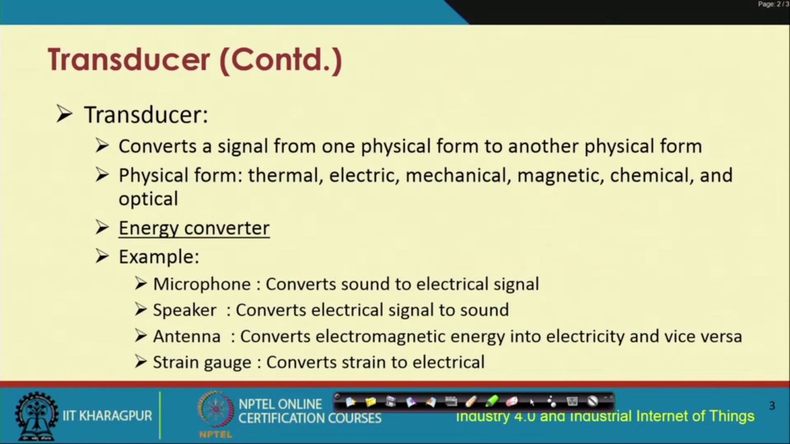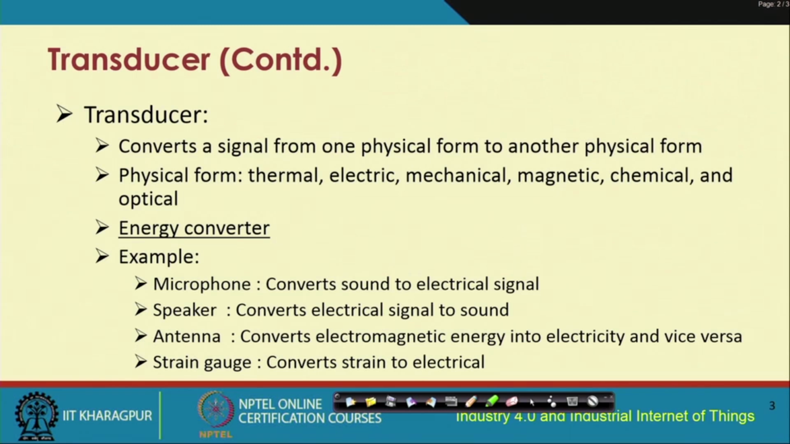Let us look further. We have the concept of a transducer, which, as I said, is a device which converts a signal from one physical form to another physical form. These physical forms could be electrical, mechanical, magnetic, thermal, chemical, optical, and so on. So a transducer is nothing but an energy converter. It converts the energy from one form to another form. For instance, the traditional microphone converts sound signals to electrical signals, which are then amplified further, and through the speakers we are able to hear. This is the concept of how a microphone works.